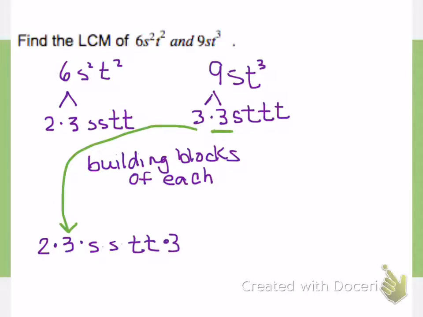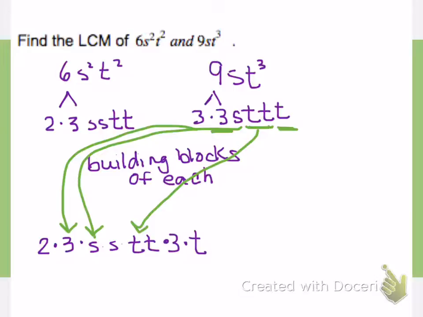So the final LCM will have 2 factors of 3 in it because the 9 has 2 factors of 3 in it. It already has 1 factor of s, so I'm good on s's. And I have 2 factors of t, but I need another one. So in my LCM, I need to put in another factor of t so that I have the building blocks of all of them. I have a 2, a 3, 2 s's and 2 t's. I have 2 3's, an s, and 3 t's.